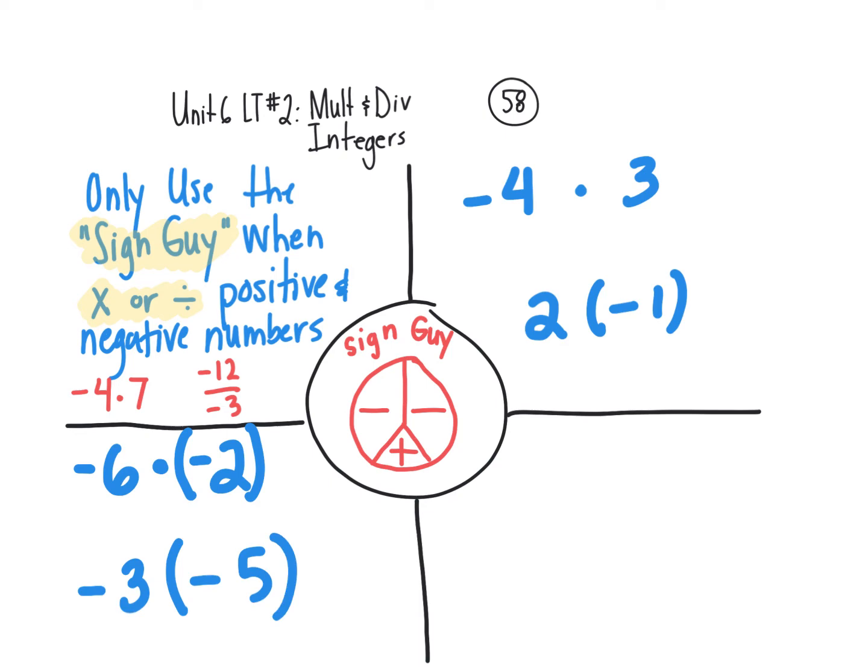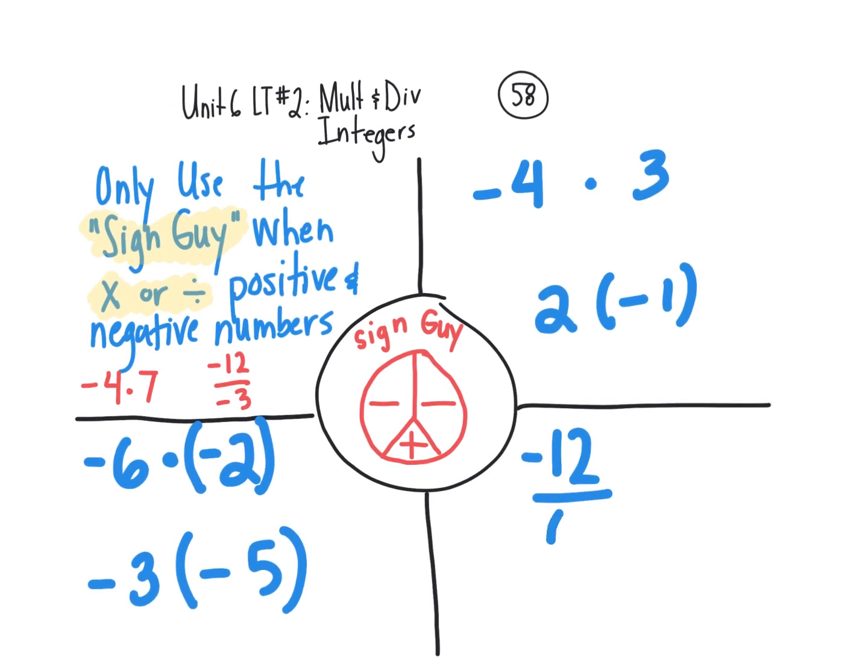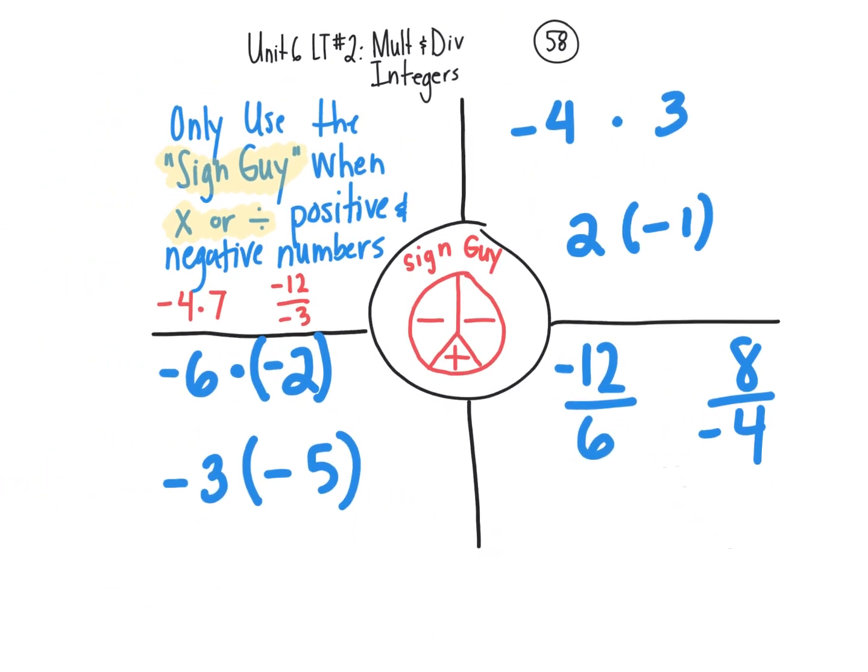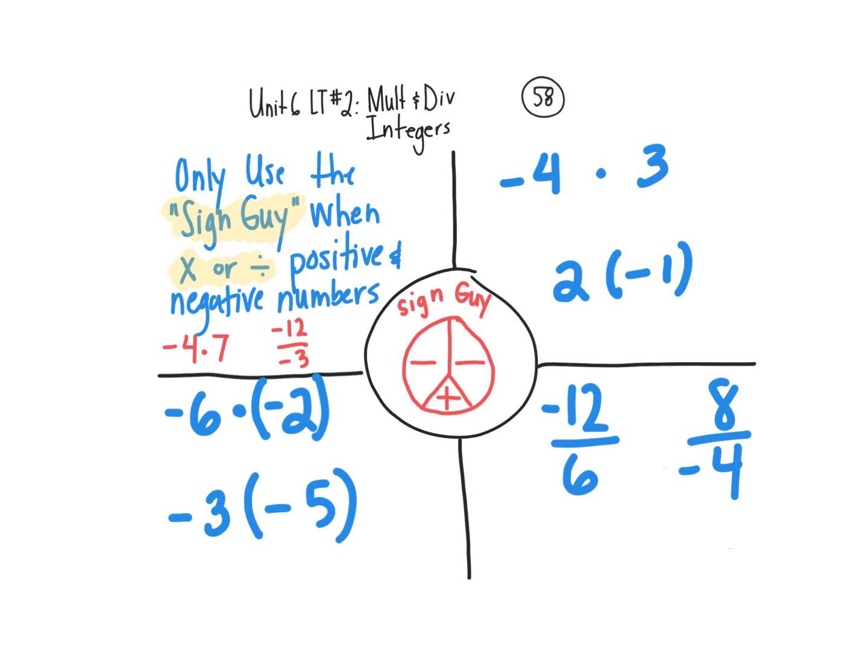And then we'll do some division. We'll do negative 12 divided by 6. We'll do 8 divided by negative 4. And we will do negative 9 divided by negative 3. All right, let's go ahead and get started. So once you write those down, go ahead and transition to solving.